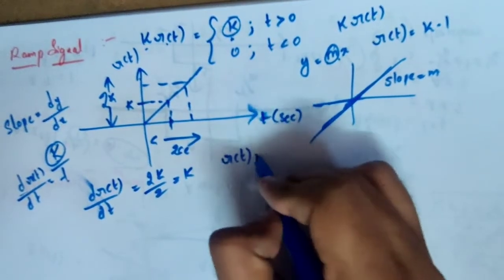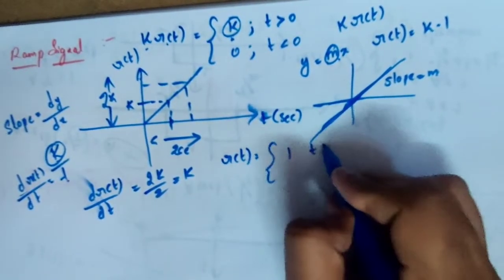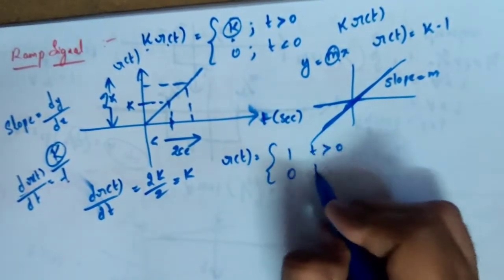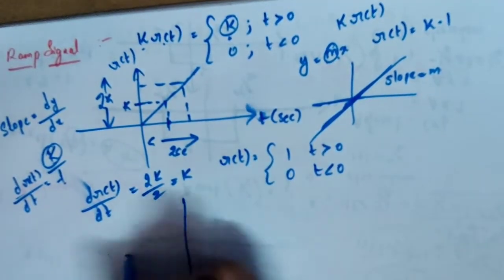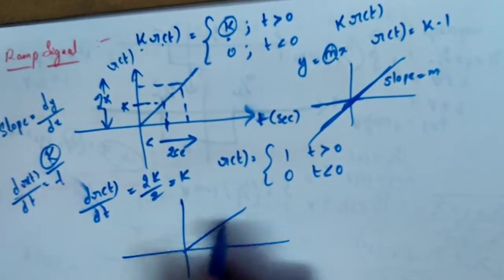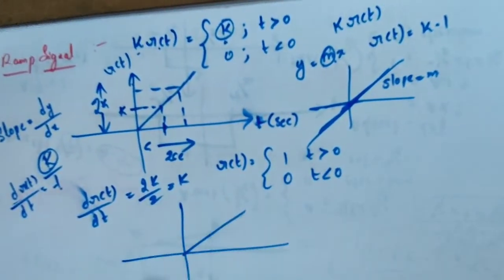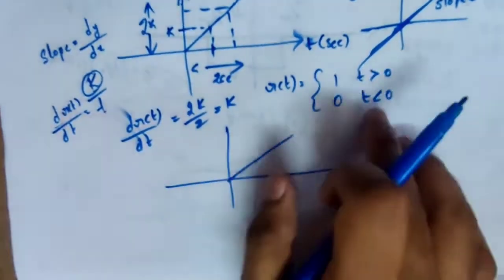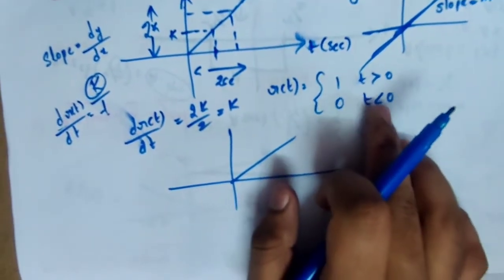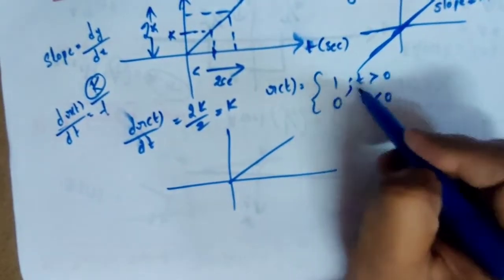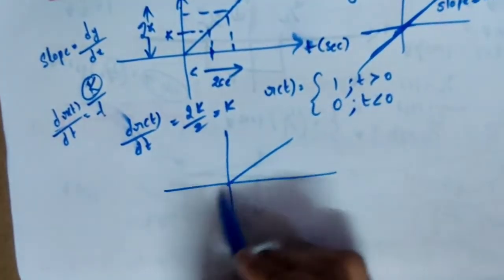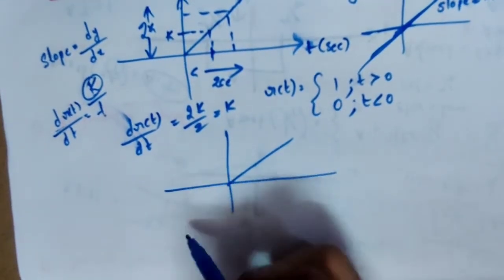It's simply r of t is equals to t for t greater than 0, 0 for t less than 0. So how will the graph be? You cannot say y is equals to mx in the negative axis also. Why can't you draw it in the negative part also? Because it is clearly said in the definition itself, it is 0 for t less than 0. That is why I am not extending this line in the negative axis.